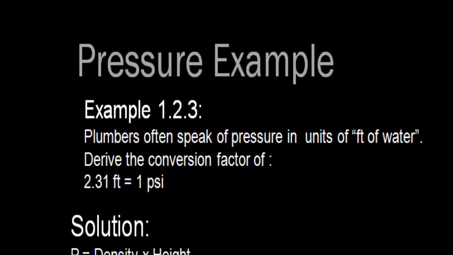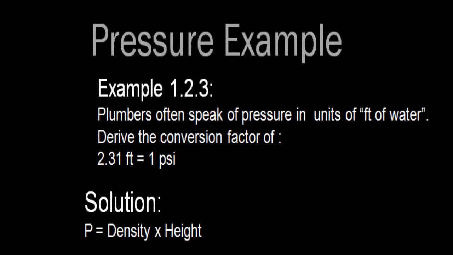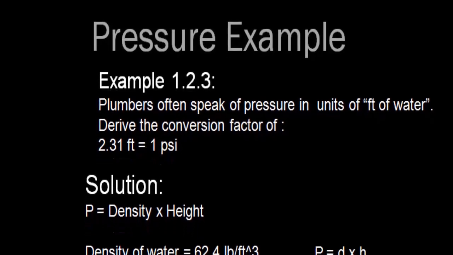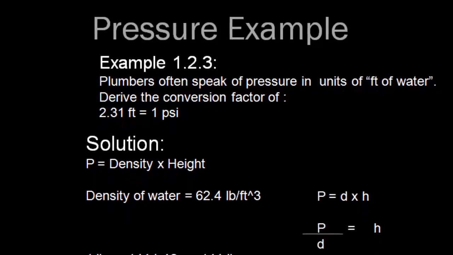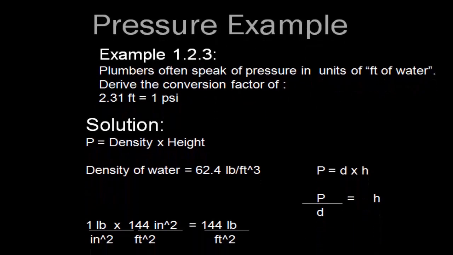To solve this, we'll use the equation pressure is equal to density times height of the column of fluid, where P, pressure, is going to be set equal to 1 psi and D will be the density of water. First, we need to convert 1 pound per square inch to pounds per square foot. Also, we'll rewrite the equation P equals density times height as P divided by density equals height.